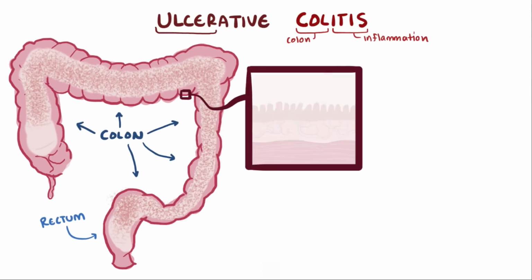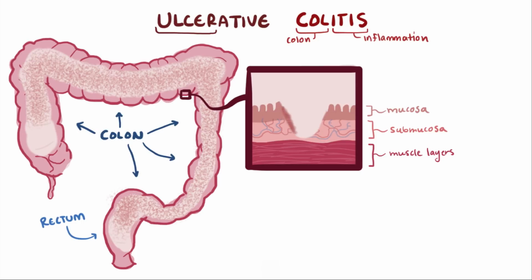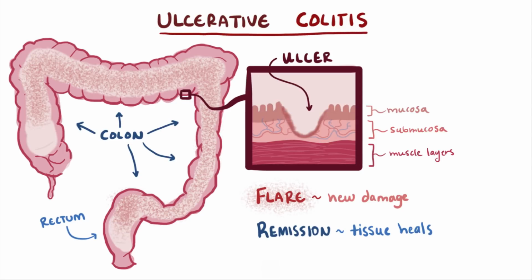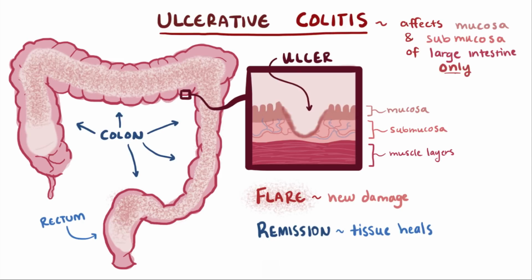These ulcers are spots in the mucosa where the tissue has eroded away and left behind open sores or breaks in the membrane. Sometimes there's a flare, which means that new damage has happened, and then there are periods of remission when the tissue starts to heal up. Ulcerative colitis is actually the most common type of inflammatory bowel disease. Not that there are that many, but this one causes inflammation and ulcers in the mucosa and submucosa of the large intestine only. Which is an important point that sets it apart from Crohn's disease, another inflammatory bowel disease.